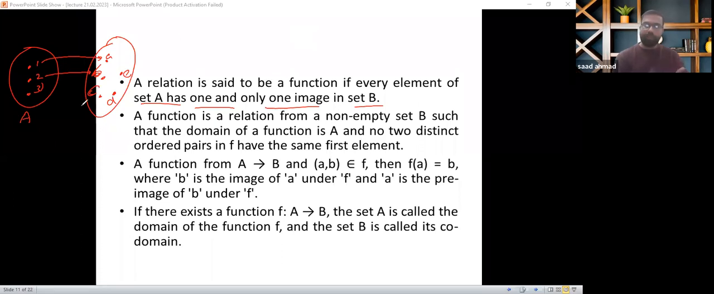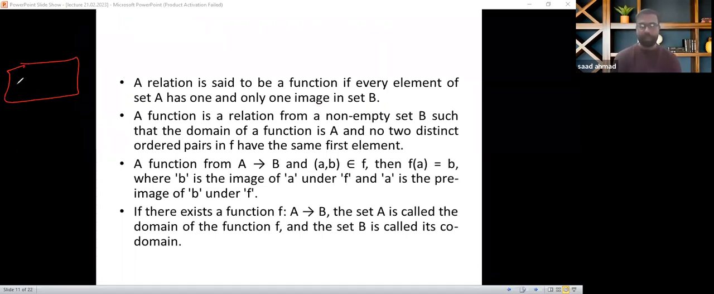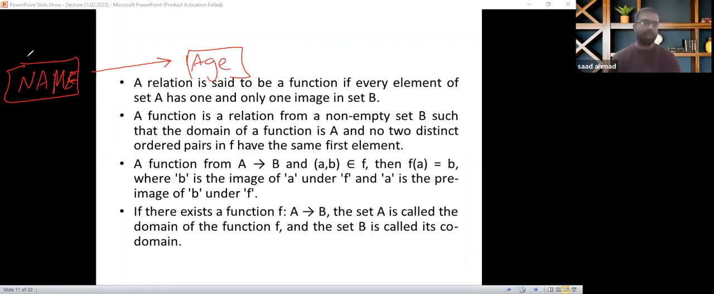But it's okay if we have the same answer for different inputs. Let's say we make a function which tells us the age of the students when we enter the name. You enter your student name A, you get the age 13. You enter the student name B, you get the age 14. But at the same time, you also get the ages 14, 16, 18.